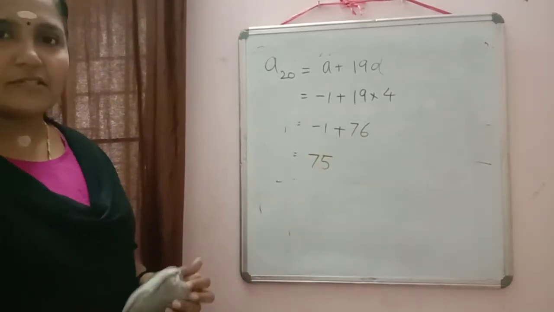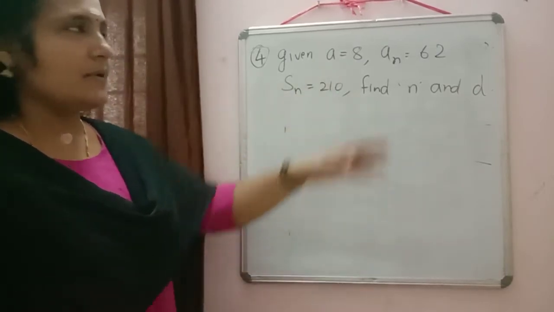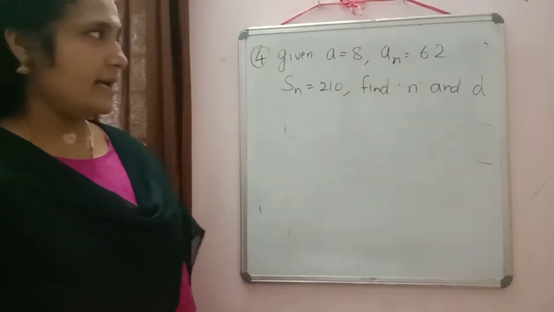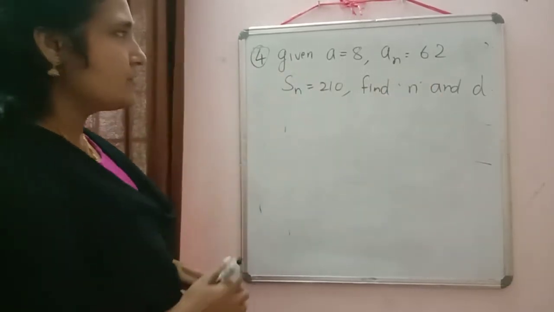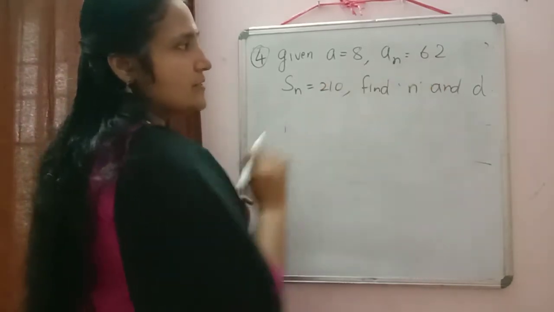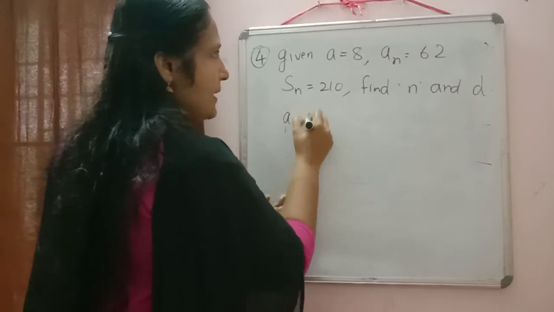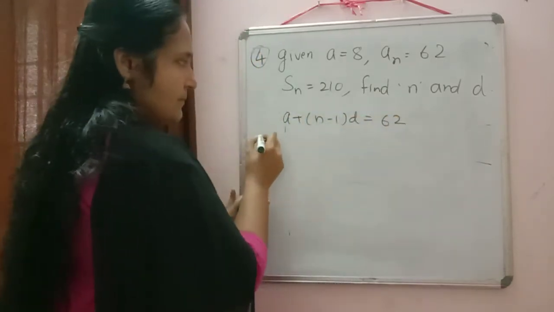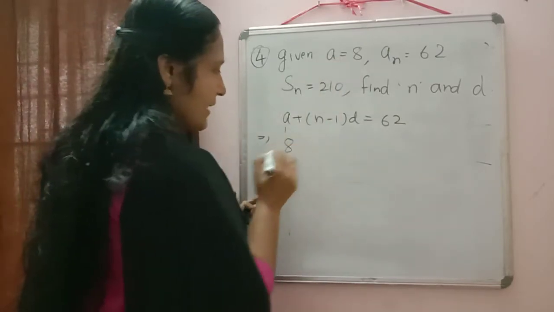Moving on to the next question. We have in the next question A is equal to 8. An is given. Sn is given. Question is find n and d. So again from the information we will check what are the things we will get. An is equal to 62 is given. So from there what we will get? A plus n minus 1 into d is equal to 62. In that only A is given, so we'll substitute the value of A there.